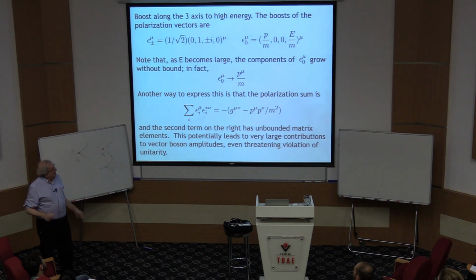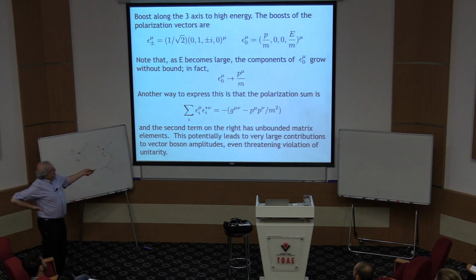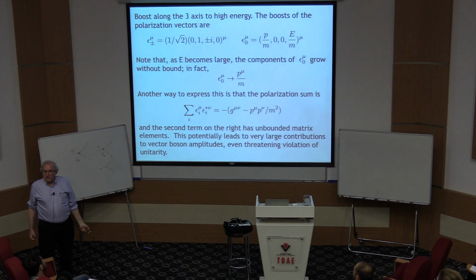Now be careful, it's still orthogonal to the momentum vector of the W boson in the sense that ε_0 · p is always equal to 0. But nevertheless, it becomes parallel to it. That's a funny thing about Minkowski geometry. But these large numbers here might cause us some trouble. And I'll give you some specific examples as we go forward.